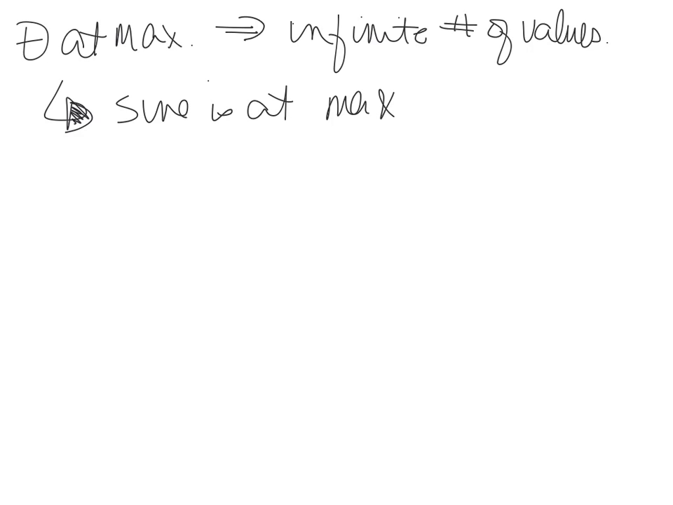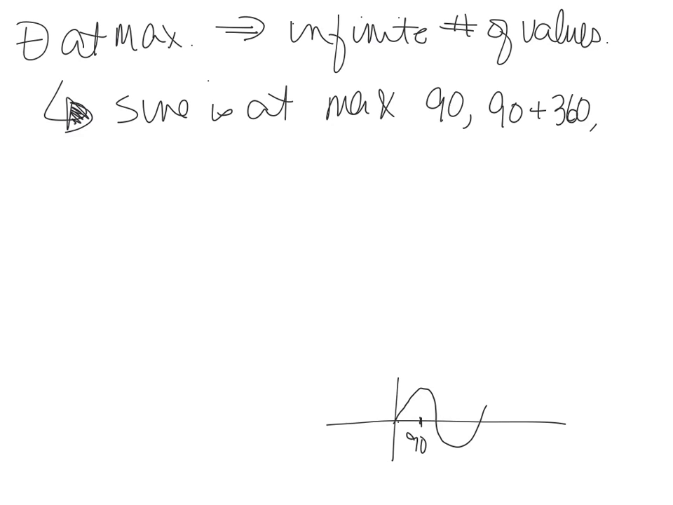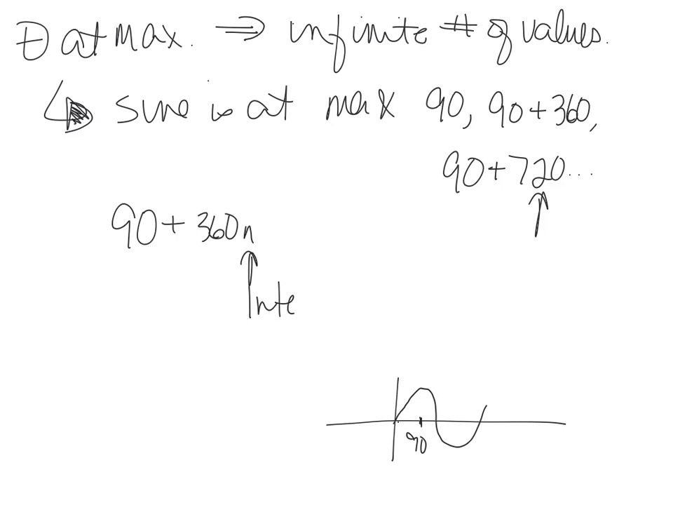And we can say it starts at 90 because the sine function, remember at 0, it was 0 and goes up and down. This first maximum was 90. So it starts at 90, and then 90 plus 360, and then 90 plus 720, etc. These are all multiples of 360. So we could say 90 plus 360n, where n is an integer. Cool?